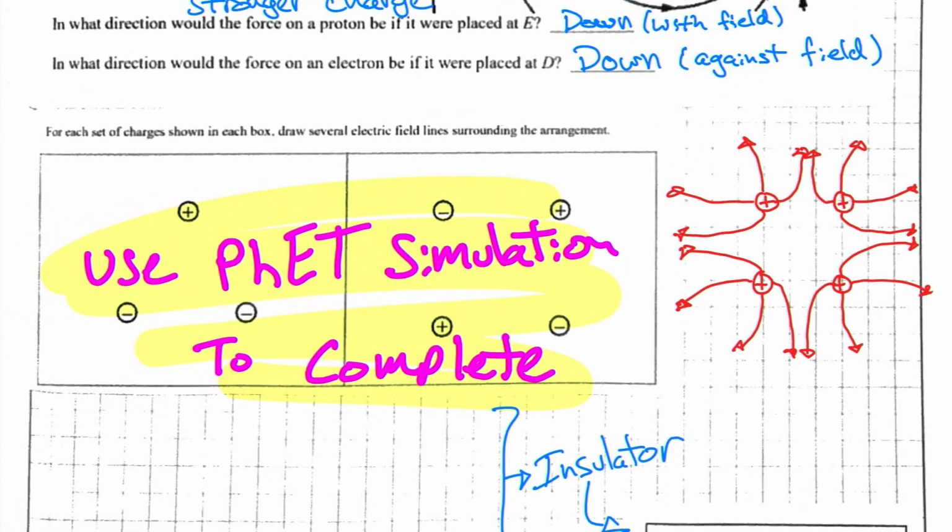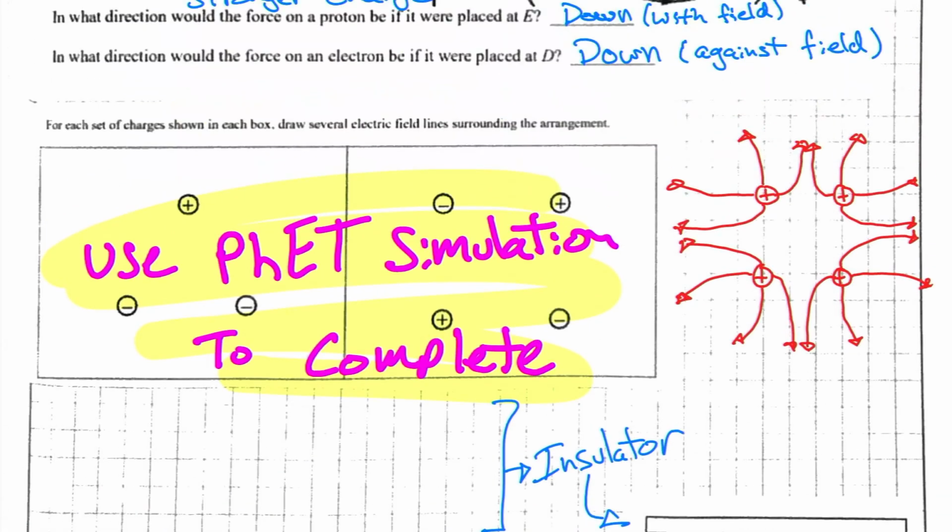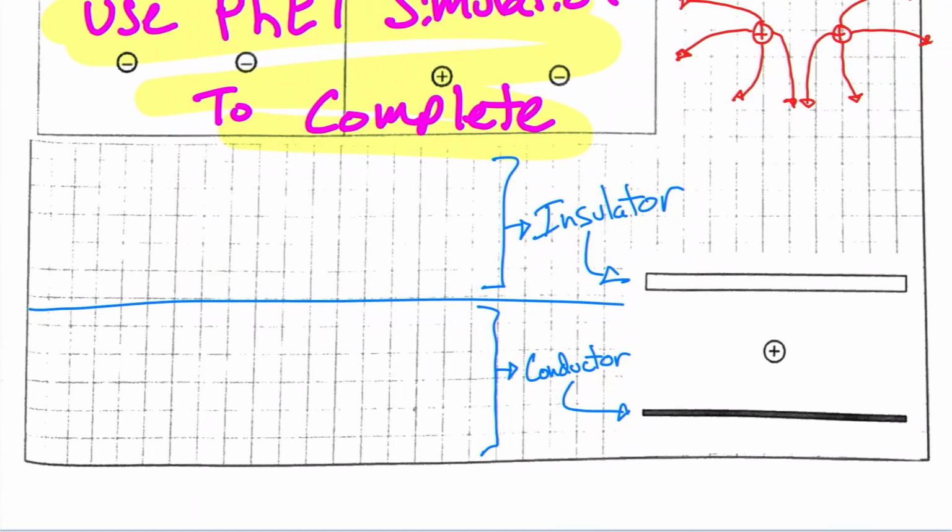So you'll put these 2 other charge simulations into the FET and draw your own electric field there. You can pause here if you want to do that, or do it later. Then we're going to look at 2 parallel plates here. This plate is going to be an insulator. This plate is going to be a conductor, and in between them we're going to have a positive charge.